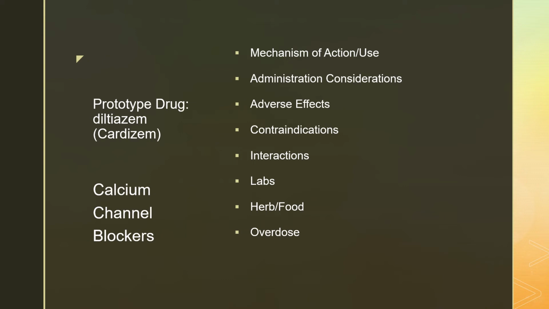Adverse effects: low blood pressure, hypotension, bradycardia, heart failure, can cause constipation, headaches, dizziness, and edema. Typically, effects are not serious, and they're typically related to vasodilation. So here comes that headache again, and that dizziness, edema of the ankles and feet, and abrupt withdrawal can precipitate acute angina.